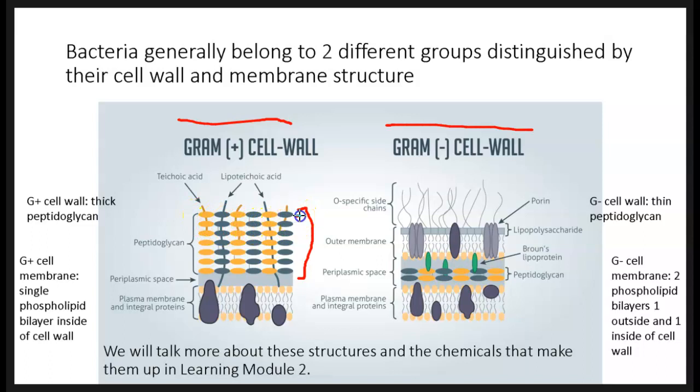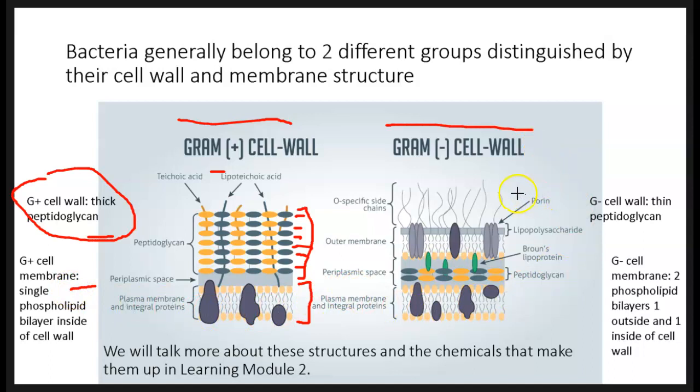In gram-positive cells, there are multiple layers of peptidoglycan that stack on top of each other to form a thick cell wall. Those layers of peptidoglycan are cross-linked by another chemical called teichoic acid, and also by lipoteichoic acids, which anchor the cell wall to the cell membrane. So gram-positive cells have a thick layer of peptidoglycan on the outside that makes up their cell wall. That peptidoglycan surrounds a single phospholipid bilayer membrane that's shown here. So gram-positive cells have a thick peptidoglycan cell wall and a single phospholipid bilayer membrane.